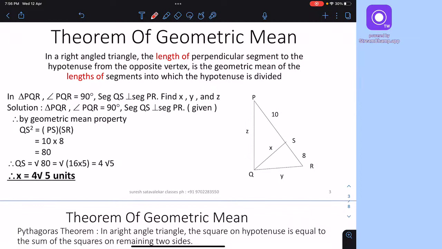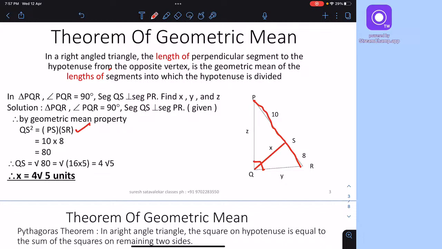Second sum. This is the theorem of geometric mean I am again explaining to you. In a right angle triangle, the length of the perpendicular segment to the hypotenuse. In this triangle PQR, angle Q is a right angle and PR is the hypotenuse. This is the perpendicular from the opposite vertex to the hypotenuse, that is QS. This is the geometric mean of PS and SR. So QS square is equal to PS into SR. This is to be used.